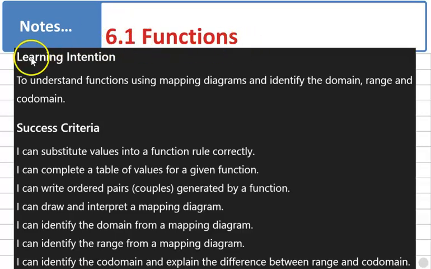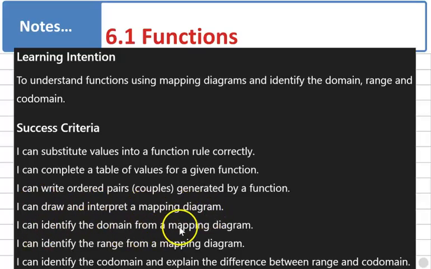6.1 Functions. Learning Intention: to understand functions using mapping diagrams and identify the domain, range, and codomain. Success criteria: I can substitute values into a function rule correctly. I can complete a table of values for a given function. I can write ordered pairs, couples, generated by a function. I can draw and interpret a mapping diagram.